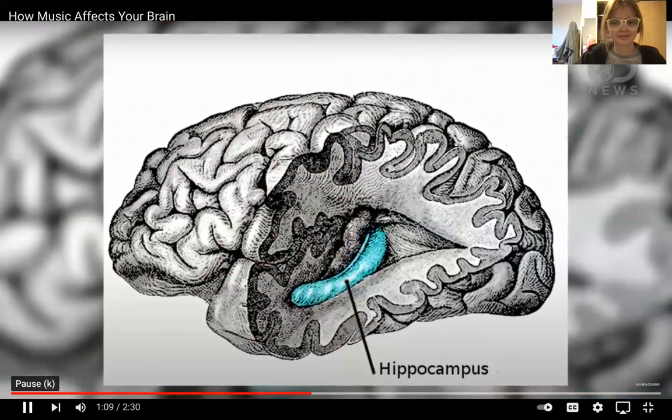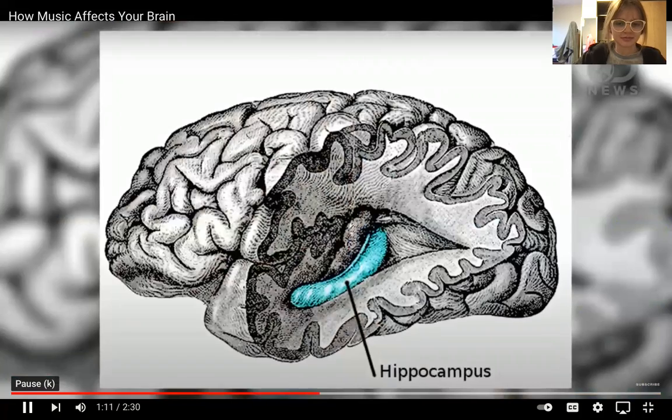Now, that's the bit of your brain that handles long-term memory storage. And that's why listening to old songs sometimes brings back memories that you've forgotten. Even somebody with Alzheimer's and dementia can have recovered memories through listening to music. Now, before you run off to tell everyone about the magical powers of your favorite Taylor Swift song.